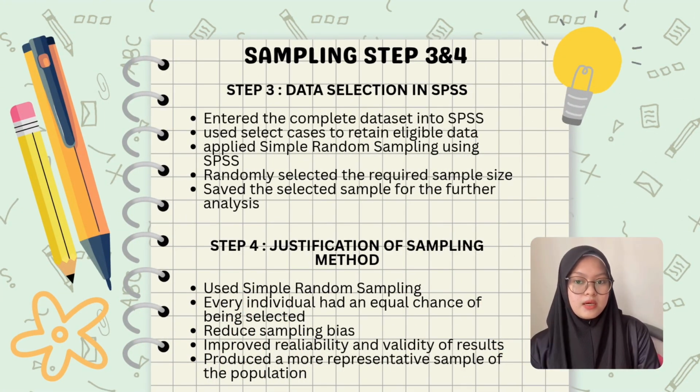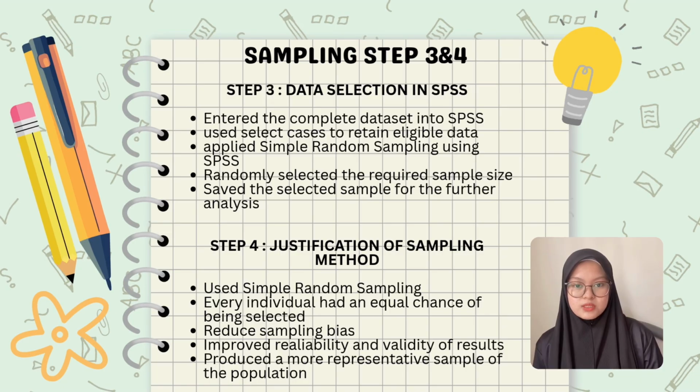Okay, next I will explain step 3, which is data selection in SPSS. First, the complete dataset was entered into IBM SPSS Statistics software. Then, the select cases function was used to retain only the eligible data. After that, simple random sampling was performed using SPSS to randomly select the required sample size. Finally, the selected sample was saved as a new dataset for further analysis.